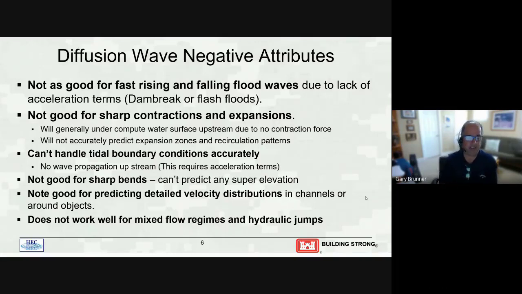And it's really not as good for predicting detailed velocity distributions both in a channel or around any objects, because it doesn't have those acceleration terms. The intricacies of velocities in the channel, especially around objects, that acceleration and deceleration becomes really important in the equations to getting the right velocity distribution. And then finally, it won't work at all for mixed flow regimes where you have subcritical to supercritical flow and then hydraulic jumps. It can't even compute a hydraulic jump without those acceleration terms.